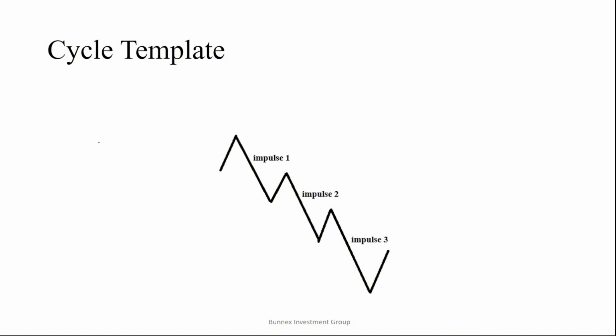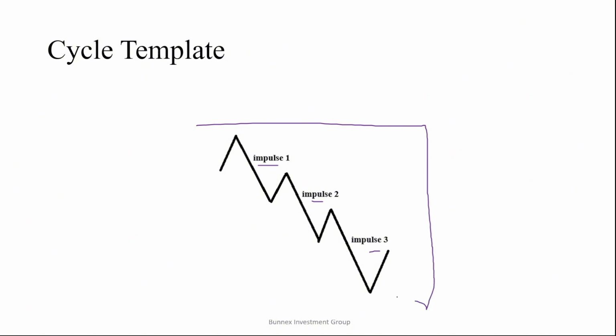First topic is cycle template. And by cycle template, we are actually deriving it from the market maker cycle, where we talk of 3 impulses. You can see impulse 1, impulse 2, impulse 3. The basis of determining the high or low of day is going to be derived from something like this.